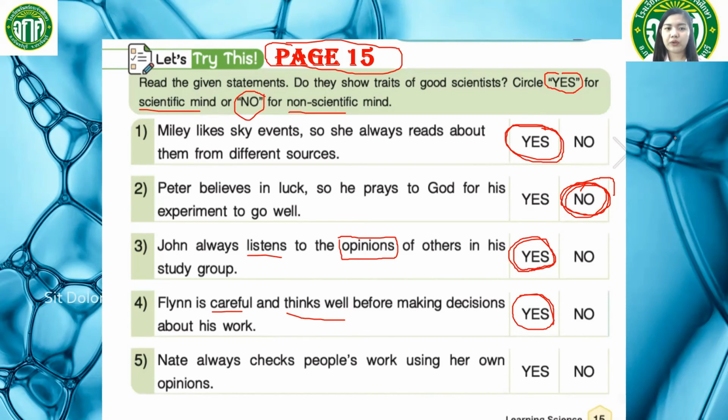Okay, how about number 5? Juice, please unmute yourself. Number 5, Nate always checks people's work using her own opinions. No. Yes, Juice. The answer for number 5 is no. Very good. You have to consider other people's opinions also. Do not just rely on your own opinion.